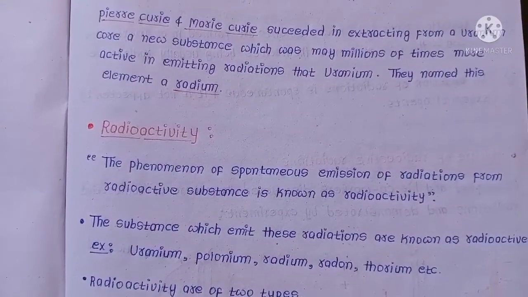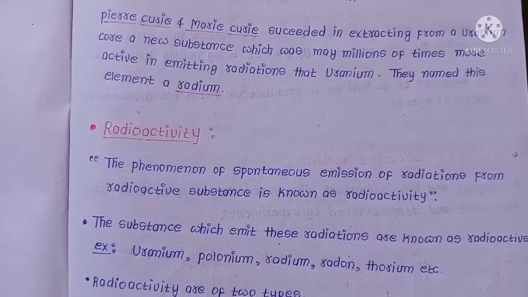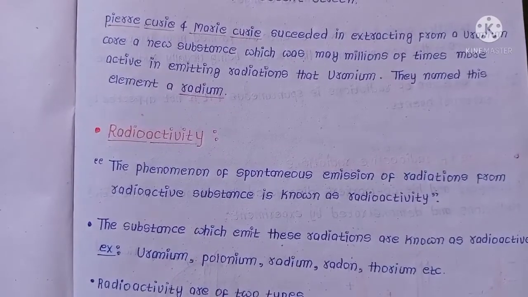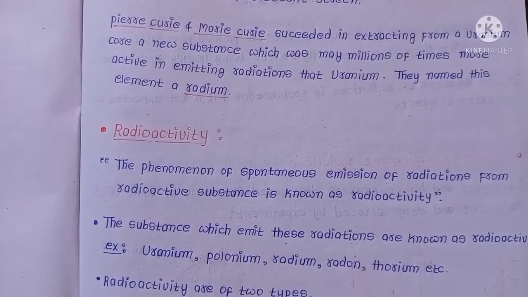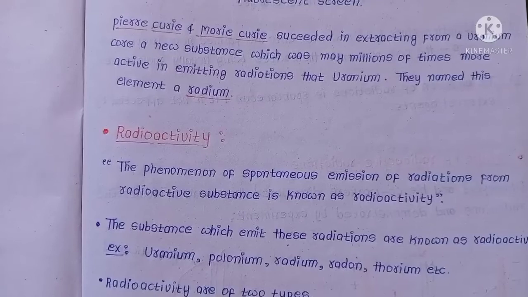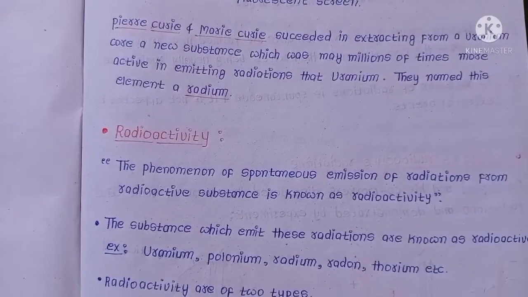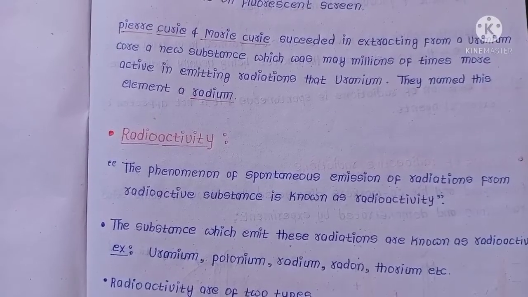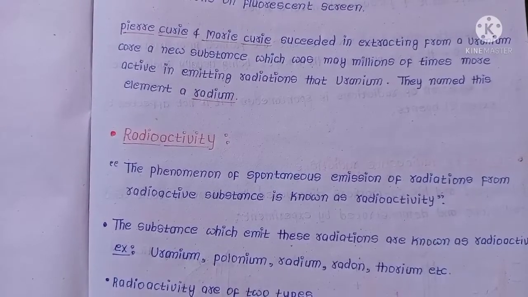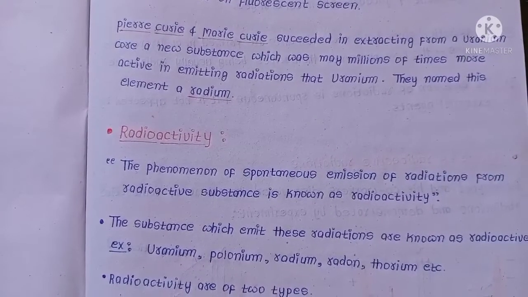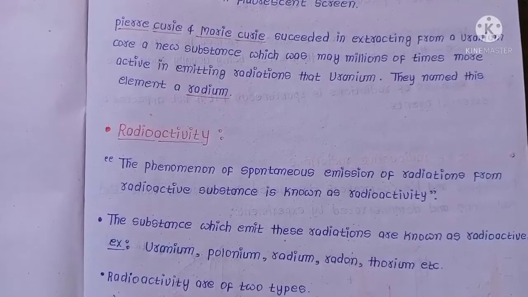Now, from this study, two scientists, Marie Curie and Pierre Curie, conducted an experiment on uranium, and they successfully extracted a new element from the core of this uranium, which is a million times more radioactive than uranium. This element is known as radium, and because of this discovery they got a Nobel Prize in chemistry.